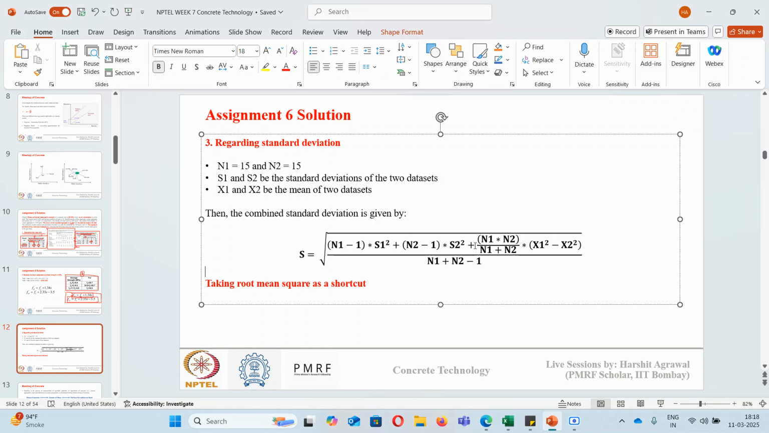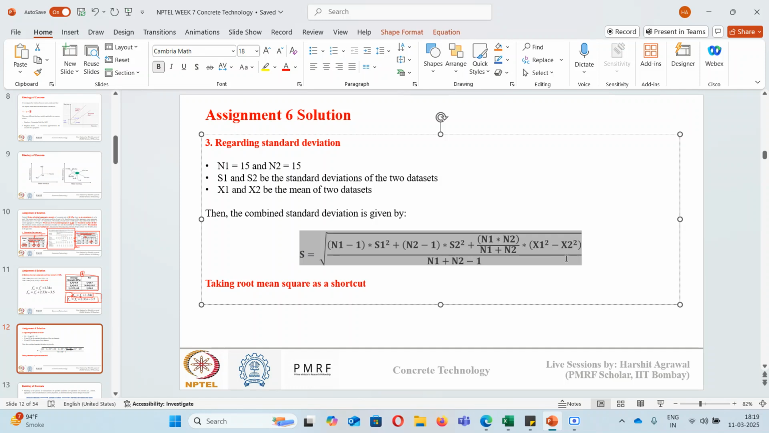Okay, here also you can see, suppose my x1 and x2 are very close. So this final term that is there will become 0. With n1 minus 1, it will be 14 into S1 square plus 14 into S2 square upon 30 minus 1, that is 29. So if I take 14 common, 14 upon 29 is approximately half. So that's why you can take the root mean square as a shortcut. That's how the concept came, why we are taking the root mean square.